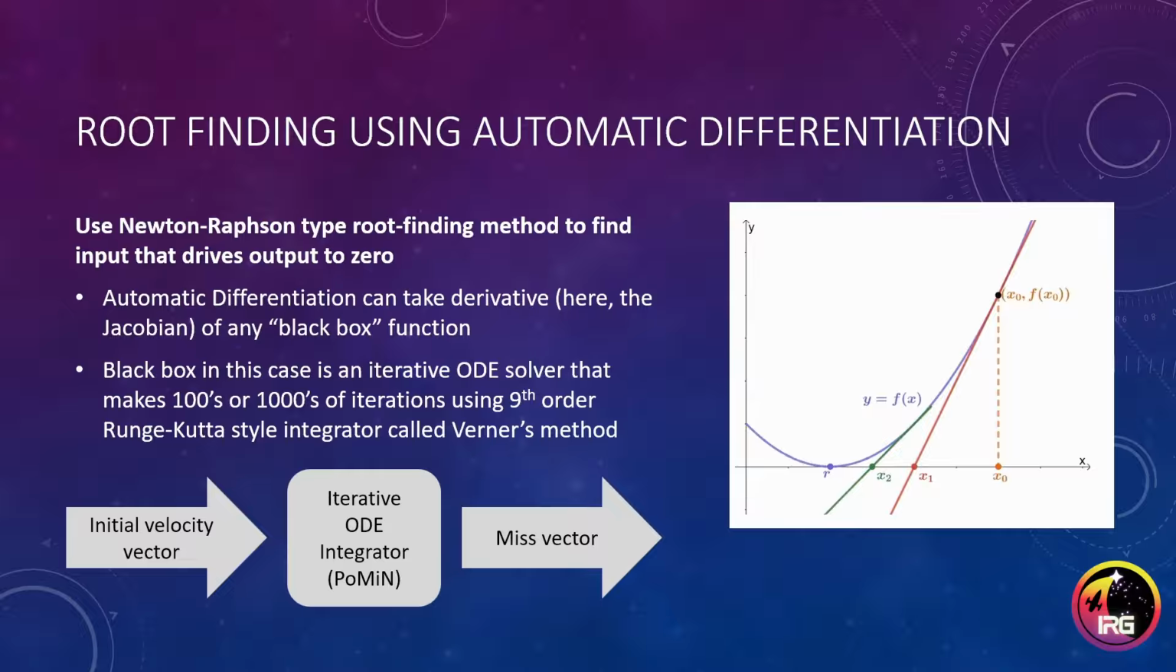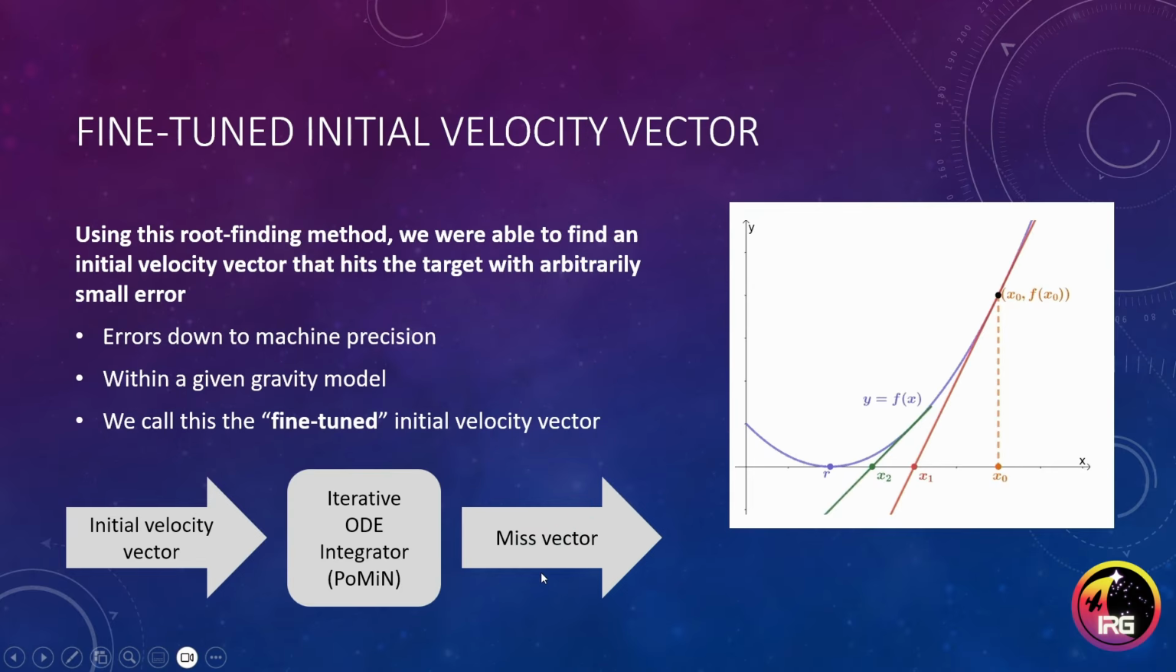So that's the black box, and we are taking the derivative of that. The fact that that is even differentiable is remarkable to me. But we can do it, and we were able to use Newton's method to find the input that produces an output of 0. So that allows us to hit the target. And we were able to hit the target with arbitrary precision, so down to machine precision.